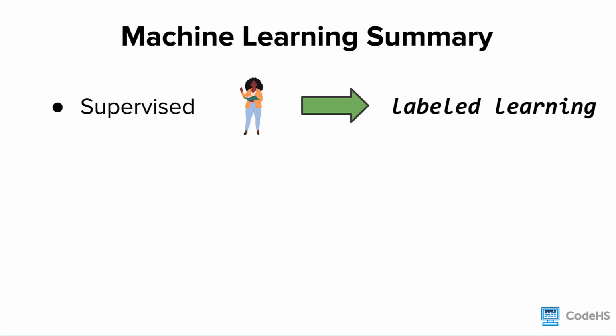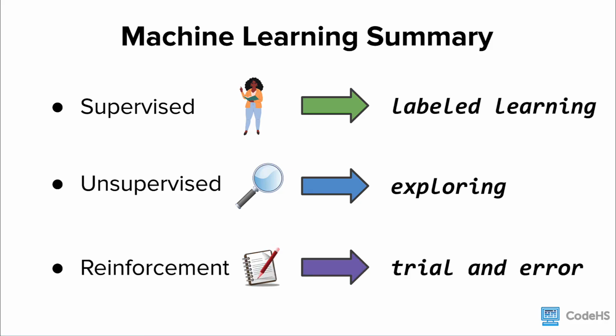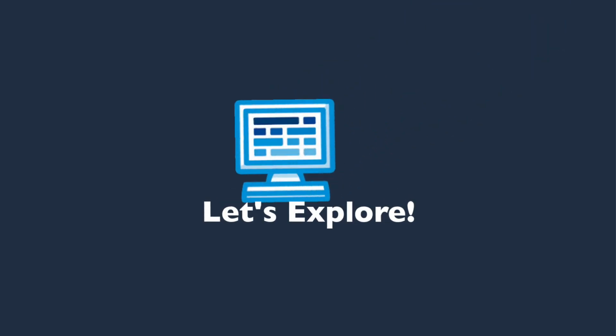Supervised learning is the practice of using labeled data to teach the computer. Unsupervised learning is allowing the computer to explore the data on its own and come up with its own discoveries. And reinforcement learning is having the computer agent complete many trials, learning from each one based on designated rewards and penalties. Now it's your turn to see this in action.